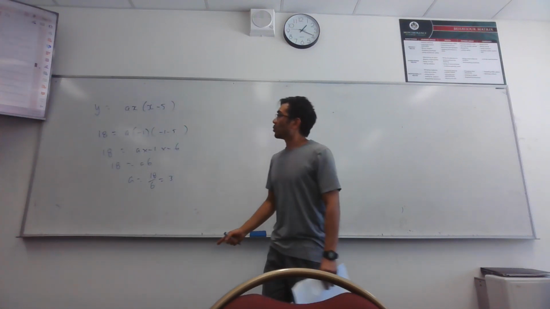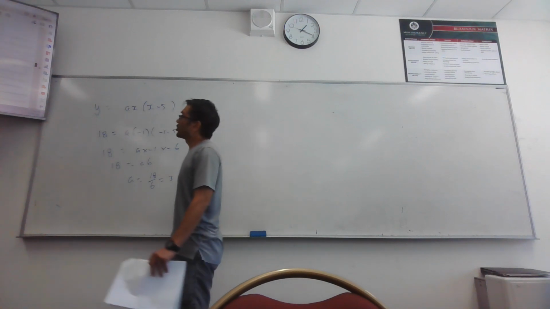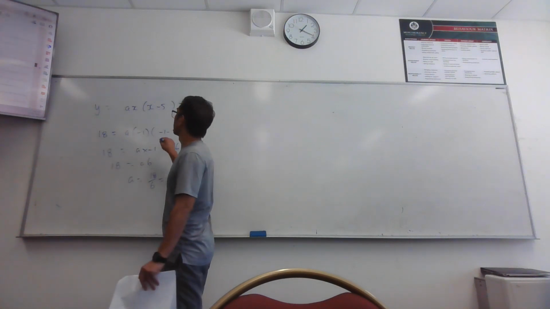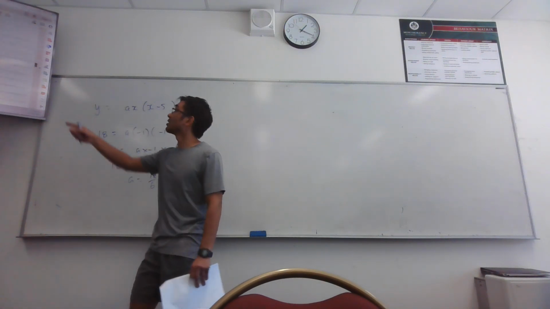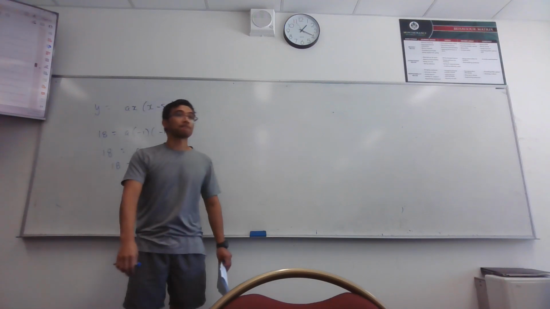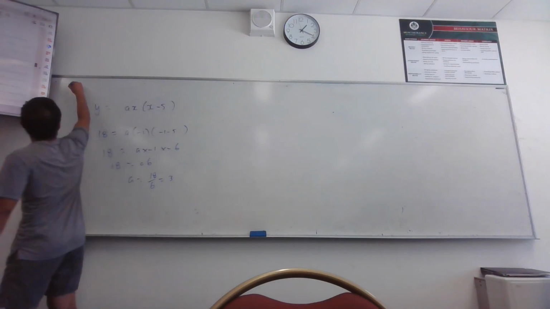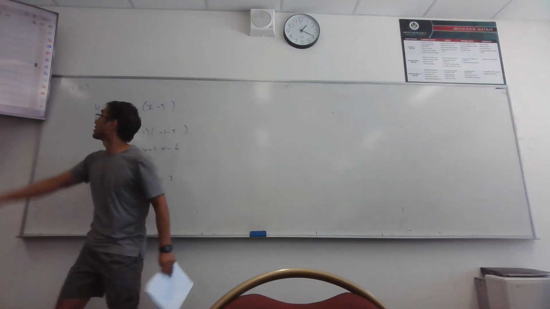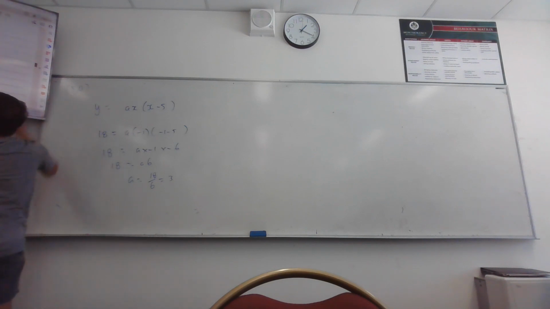Molly, question. Why am I not substituting? Why did I go for the 18 and the -1 to sub? Why didn't I sub in the 5? Why didn't I sub in 5, 0? Why? Because that's a coordinate. Why did I choose this coordinate instead of this coordinate?